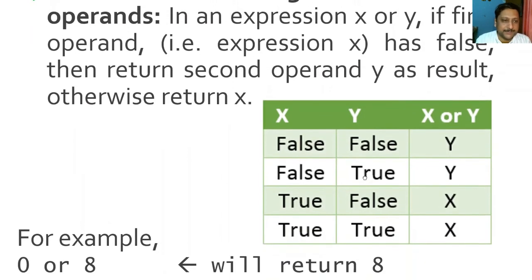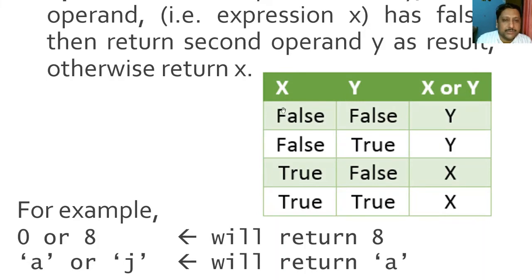See the example here. Suppose x is false and y is false also, then x or y will give the y value. When both are false, the second value will be given. If the first is false, then the second value will be given. If the first is true and the second is false, then only x is given. If both are true, in this case also the first value will be given.